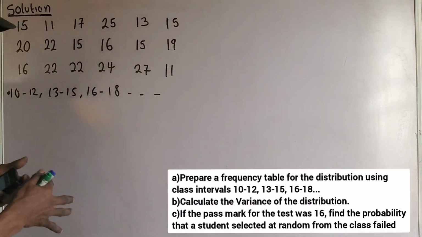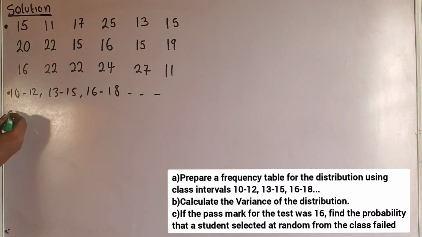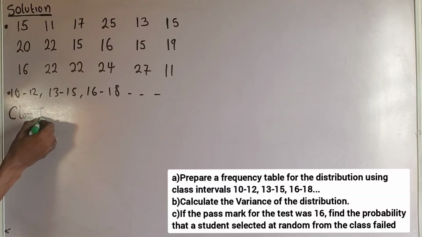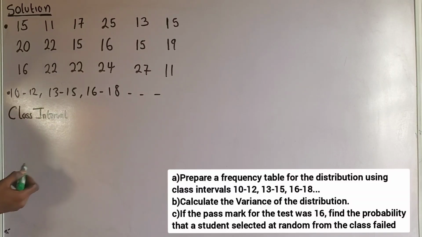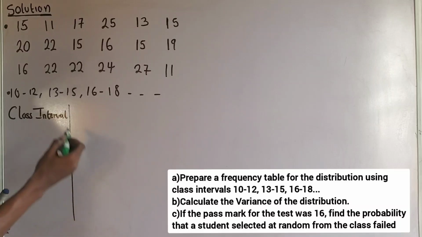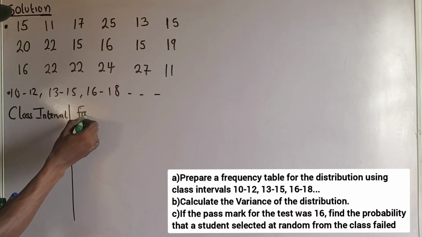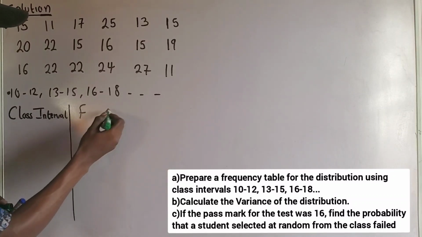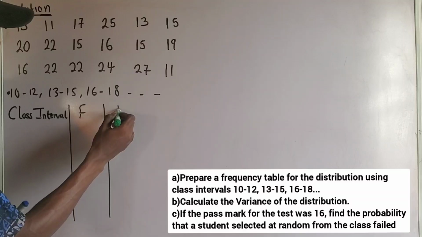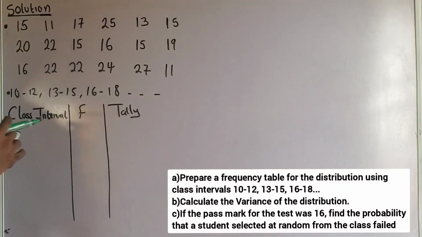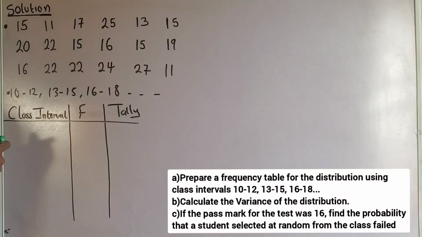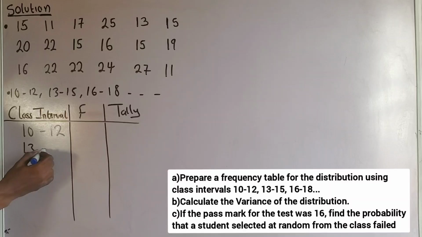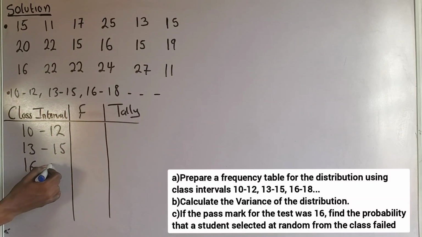So first I'm going to have the class interval. Then after the class interval, we are going to have the frequency, let's use F. Then after the frequency, we are going to have the tally. Now, the first class interval we are given is 10 to 12. The second is 13 to 15. The third is 16 to 18.